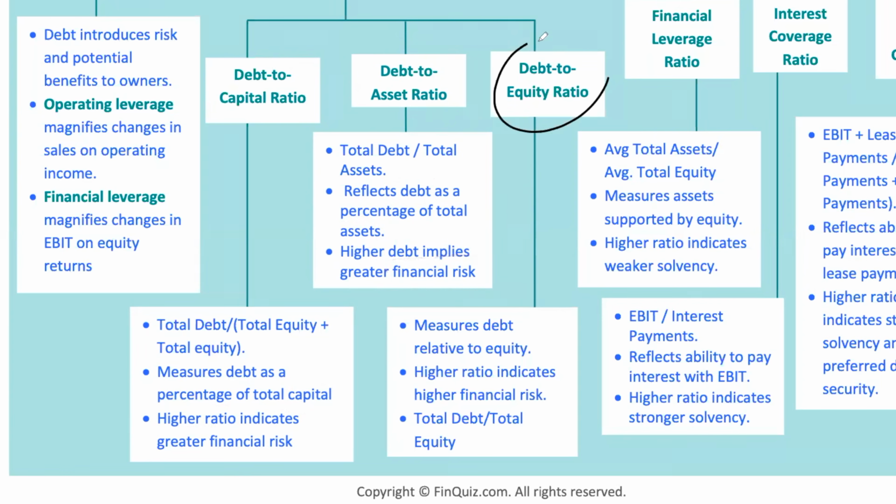We also have the debt to equity ratio. This one measures the amount of debt capital relative to equity capital. If this ratio is too high, it signals that the company is heavily reliant on debt financing, which could be risky. The financial leverage ratio, or simply the leverage ratio, is calculated as average total assets divided by average total shareholders' equity. This ratio tells us how much of a company's assets are supported by 1 unit of equity. The higher this ratio, the more debt the company is using.